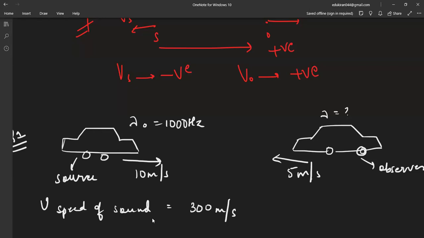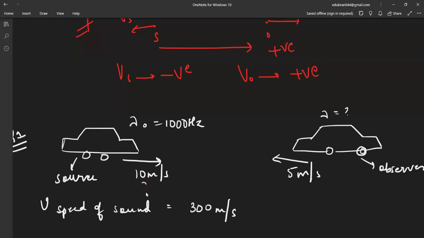If not mentioned, the speed of sound in air, we'll take it as 330 meters per second. This is the speed of sound in air, V, which I was telling you. This is mentioned here as 300, so we're taking it as 300. Otherwise, this is generally taken as 320 or 330 meters per second.